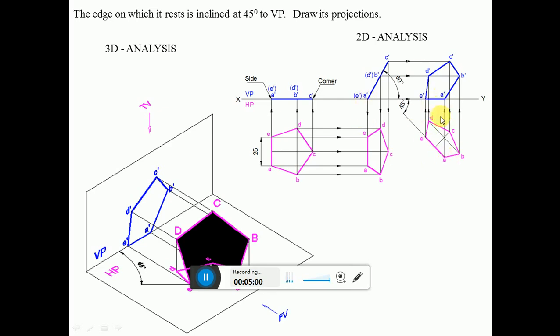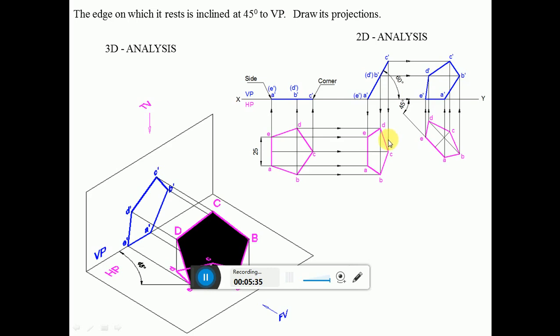Then write the front view. Since A dash is on the XY line, draw a vertical projector from A and E to get this point A dash. Then draw a horizontal projector from B dash and D dash and draw vertical projectors from B and D to get this point B dash D dash. And draw a horizontal projector from C and draw a vertical projector from C to get this point C dash. Then join A dash to B dash, B dash to C dash, C dash to D dash, D dash to E dash, and E dash to A dash with a dark line, so that you are going to get the pentagon. So this is how we can reproduce this sketch here.